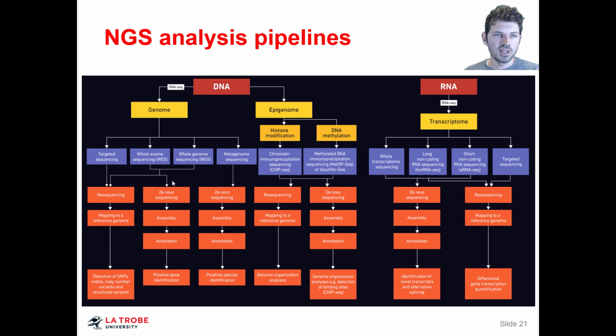You might be interested in metagenomic sequencing, so sequencing from environmental DNA, which generally tends to involve de novo assembly and annotation. You might be interested in epigenetics. There are different ways that we can modify our protocol to focus on histone modification or DNA methylation. And of course, for RNA, there are a number of different ways we can utilize next generation sequencing to examine RNA, either for quantification or for identification of different or new RNA species.